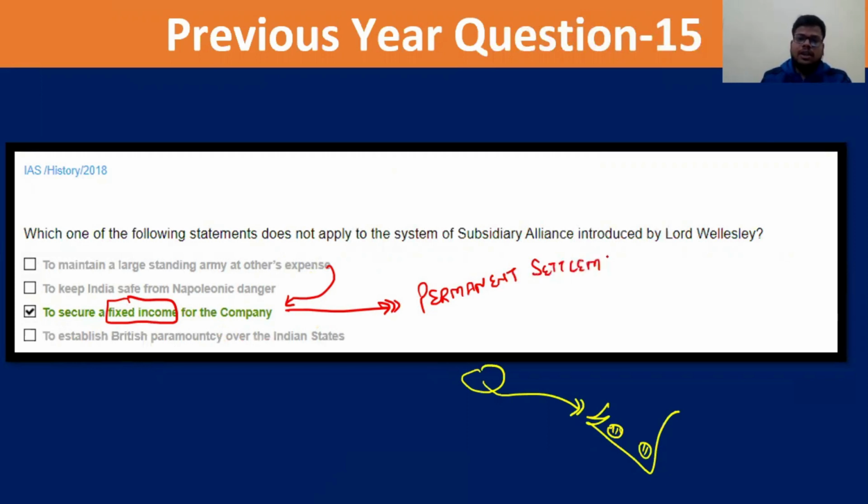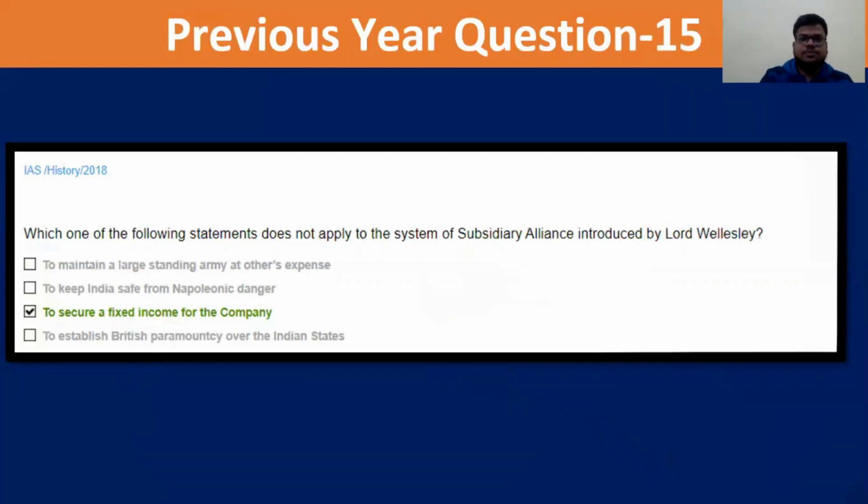And the last one is to establish British paramountcy over the Indian states. Yes, because we have discussed that for those who become part of the subsidiary alliance, one will be the paramount power, another will be the protected power. So the protected power will be the Indian power, and the paramount power will be the British power, right? So these are the four options.